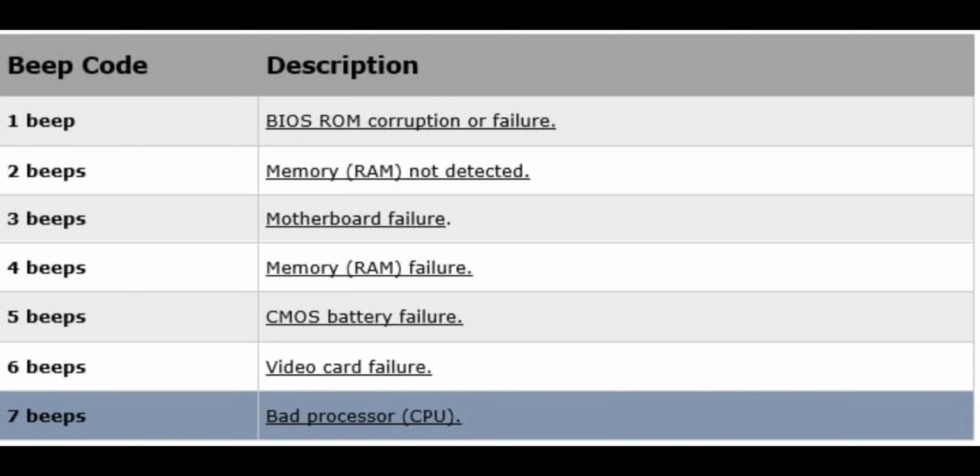If we can hear the beeping sound 7 times, it means that the CPU or central processing unit has failed. To fix this problem, we need to improve the cooling, like cleaning the CPU fan and the heatsink, and improve the case airflow so that the CPU won't overheat.